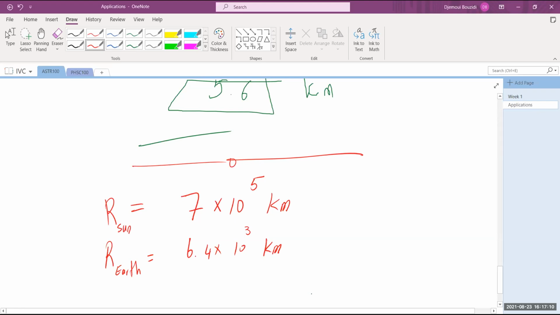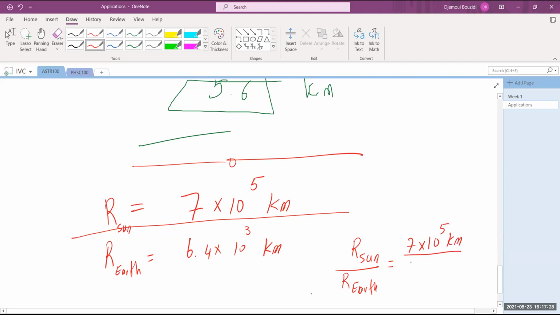Okay, so what I do in this case is I take the ratio of the two, that's all. So I will know the radius of the sun versus that of the earth, which gives me 7 times 10 to the power 5 kilometers divided by 6.4 times 10 to the power 3 kilometers. When I'm doing these ratios, I have to be very careful with the units. I cannot use different units in here. I have to use the same units so that they cancel out. Because if I use different units, then I have to convert. Since I'm using kilometers for both, I can safely cancel this too.